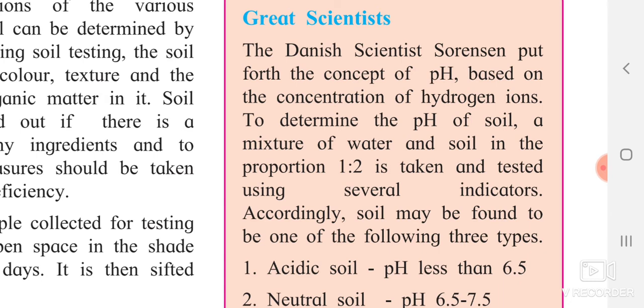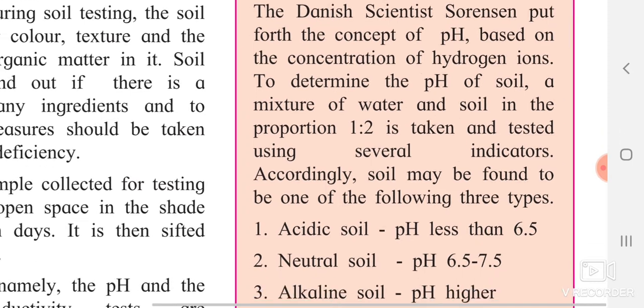The red litmus indicator, they are using for some different purposes. Accordingly, soil may be found to be one of the following three types. So soil can be of three particular types. Our skin also is determined in these particular types itself.